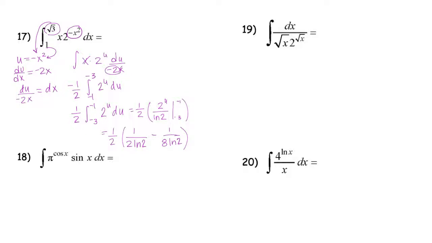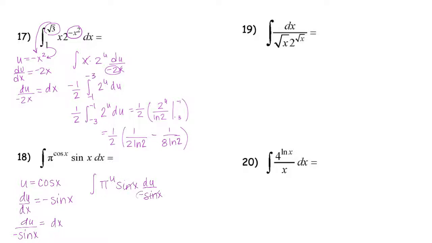All right, so here, number 18, another classic problem. We're going to let u equal this exponent, cosine x. And so du dx is going to be negative sine x. And so hopefully we're seeing now the patterns that we need to make sure we do a correct u substitution. And so when we go back, we're going to have the integral of pi raised to the u, and then we have sine x, and then dx is du over negative sine x.